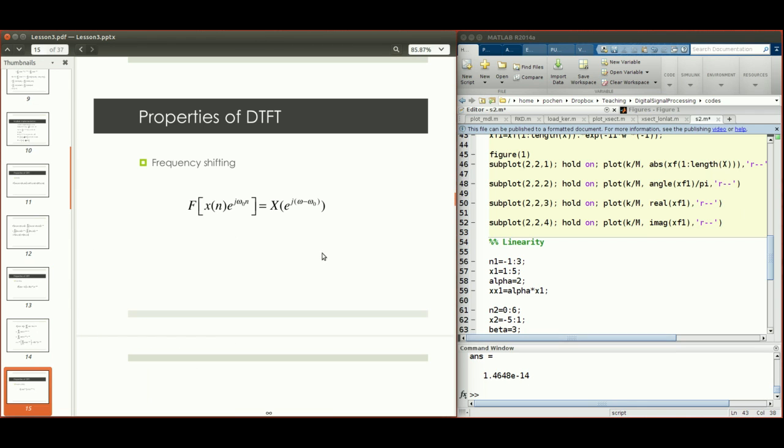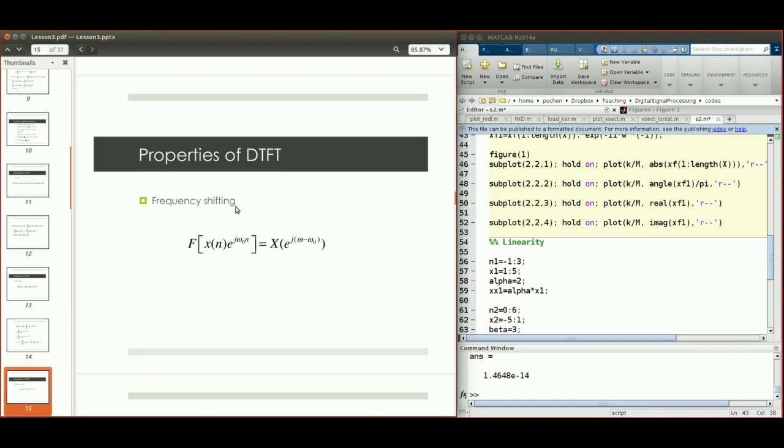Now let's look at another property, which is the frequency shifting property. This is telling you that if you do the Fourier transform of the input signal xn multiplied with e to the j omega 0 n, where omega 0 is some constant frequency that you have selected, the Fourier transform of this thing equals the Fourier transform of the original signal, but it has been shifted to the right by a certain amount. That's omega 0, the frequency that you have selected, right?